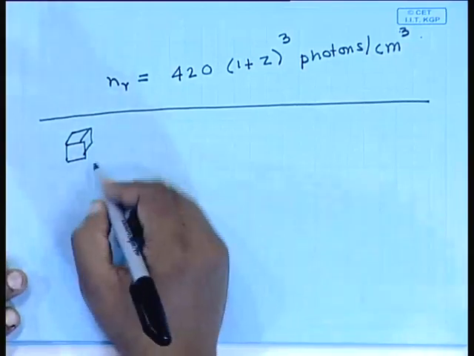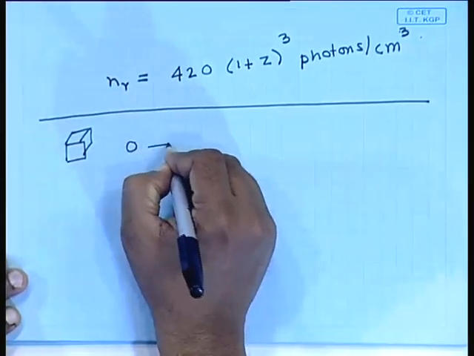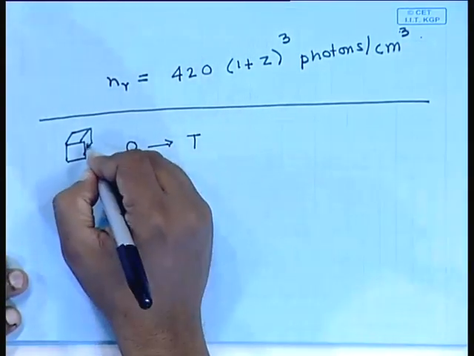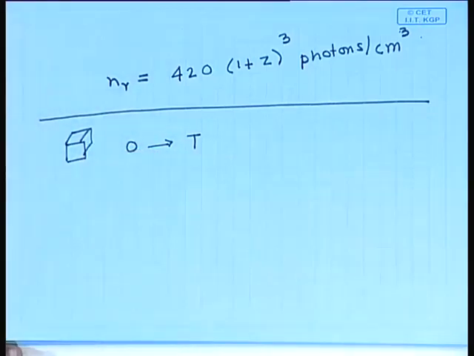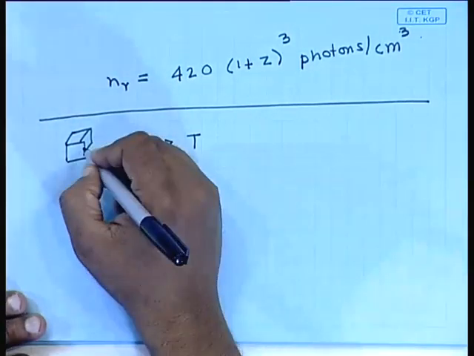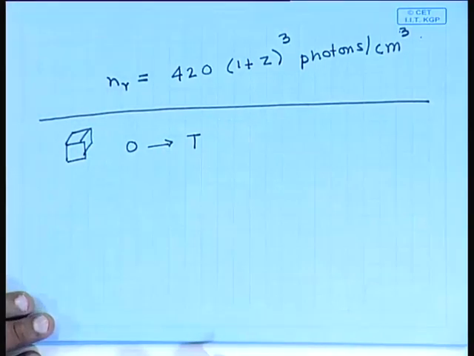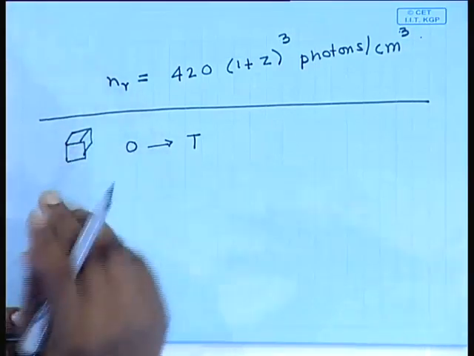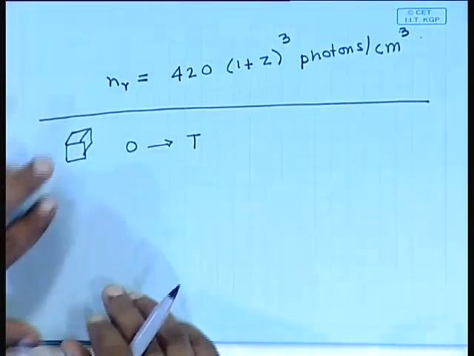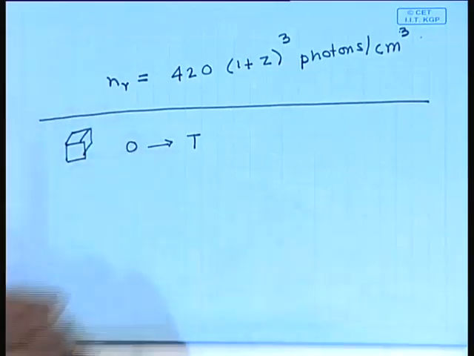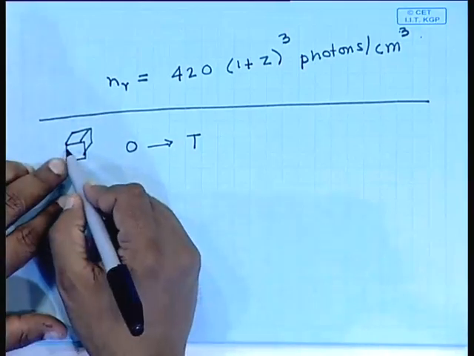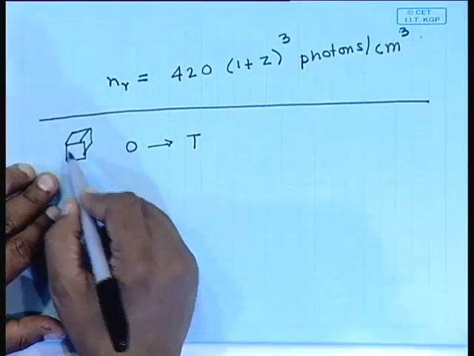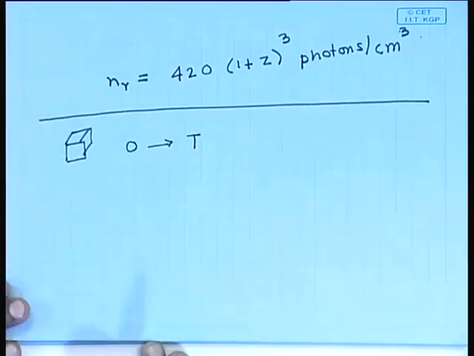and heat it from 0 to T. So heat it adiabatically. I mean, heat it without doing any work, not adiabatically. Heating it cannot be adiabatic, forget about it, that was a mistake. So consider a unit volume, the volume is held fixed, and we heat it from 0 to T, and we calculate the entropy that is generated of the radiation inside this.